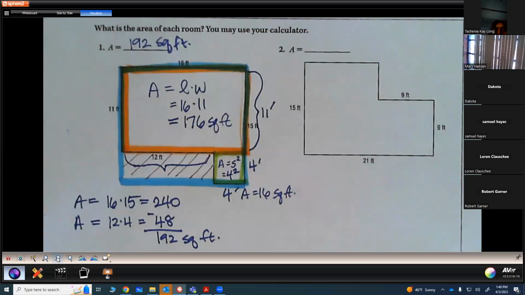How you're going to divide it up. Are you doing the big rectangle? Okay, you're going negative.